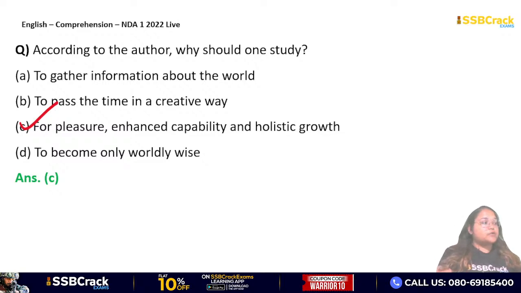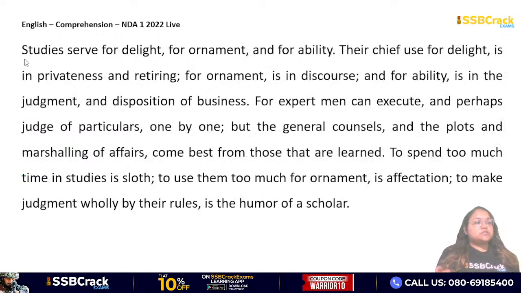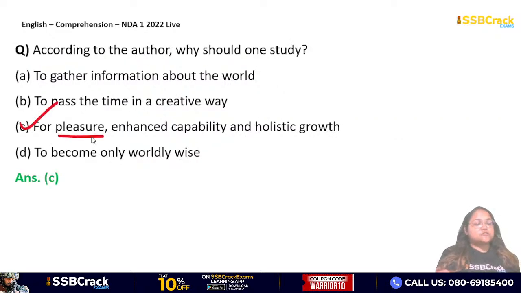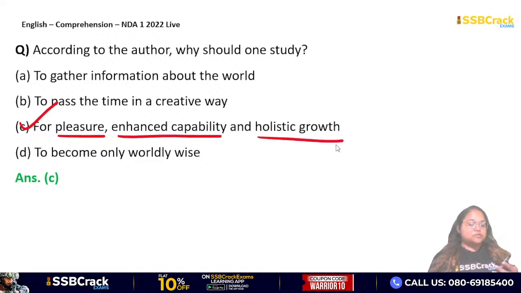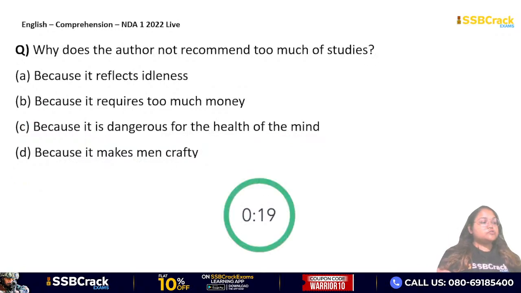So if you go back to the passage here, it is written in the very first statement, studies serve for delight, that is for enjoyment, for ornament, that is for decorating your words and sentences, and for ability. So this is what is being described as pleasure, enhanced capability and holistic growth. So therefore your answer is option C. Very good. Moving on to the second question.